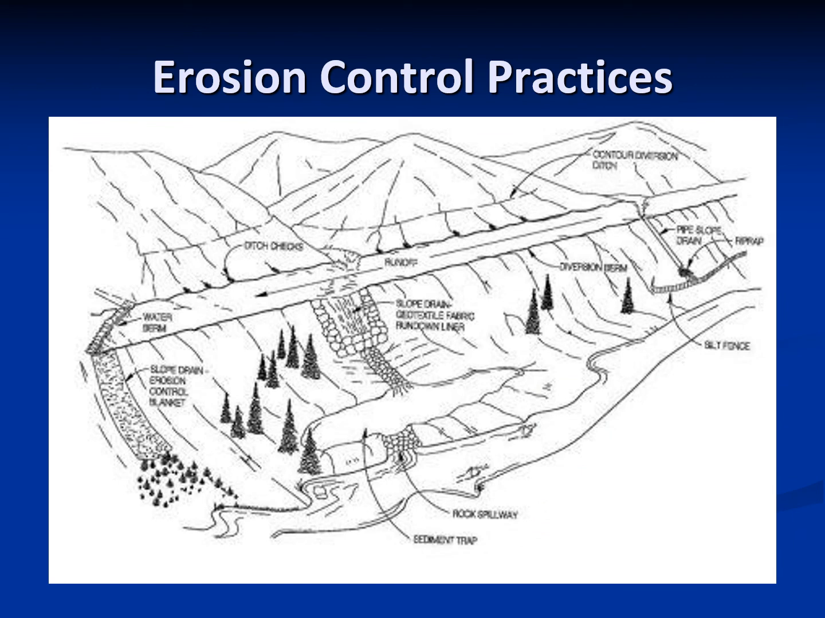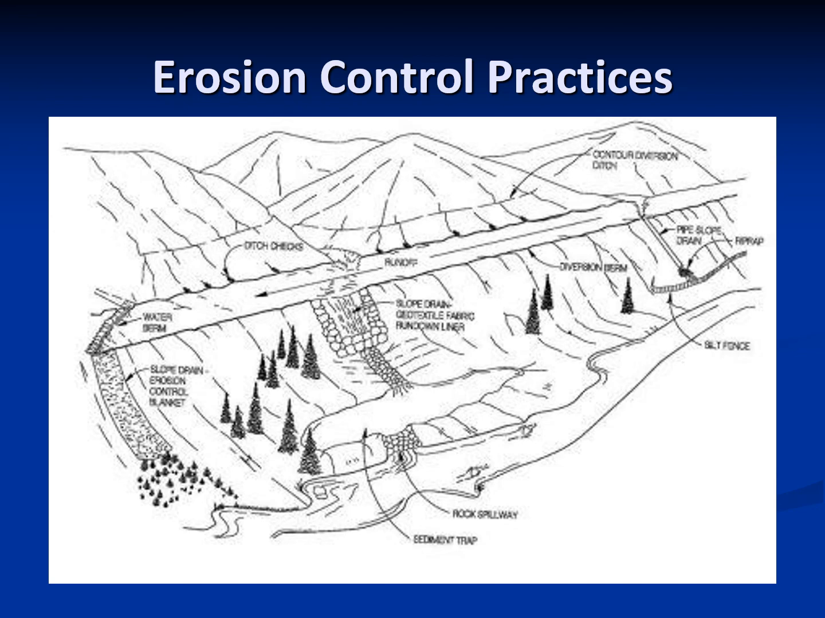In this graphic, you can see a variety of erosion control practices. You can see a water berm directing water into a slope drain erosion control blanket that then goes into a variety of trees. We can see ditch checks that help move runoff into a slope drain geotextile fabric rundown liner. We have a rock spillway that takes water out of a sediment trap.